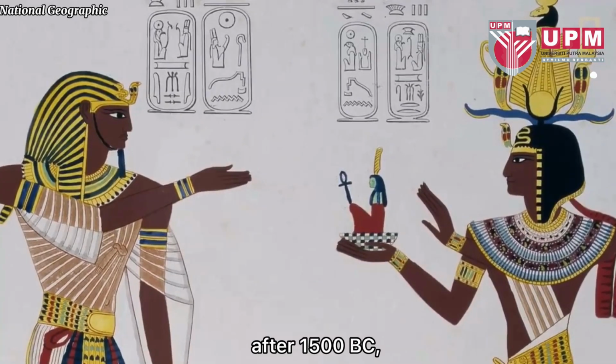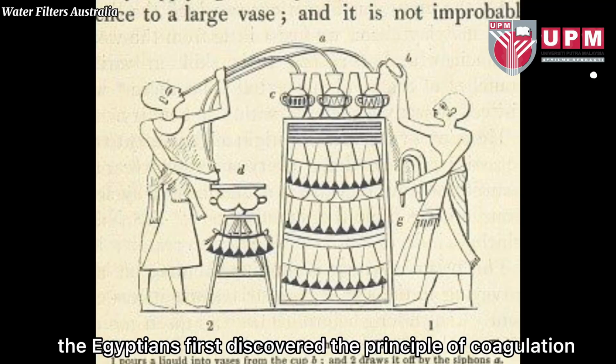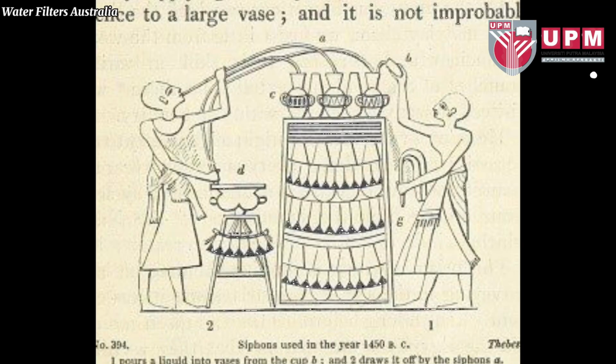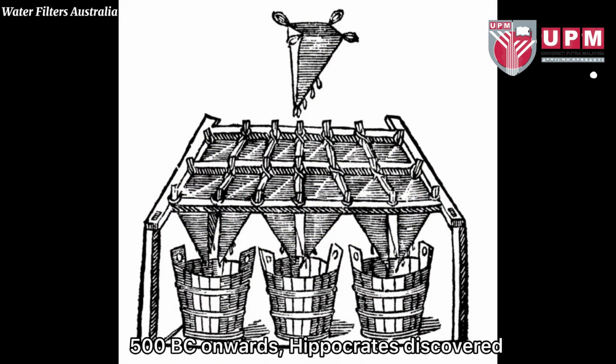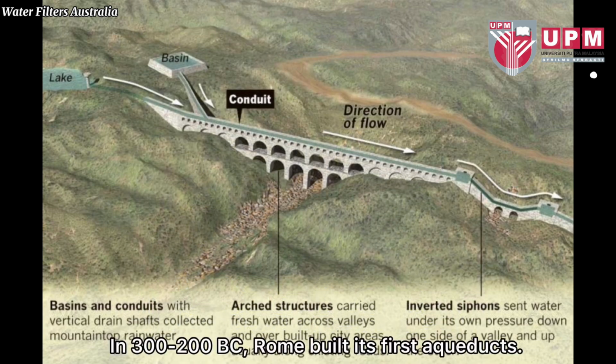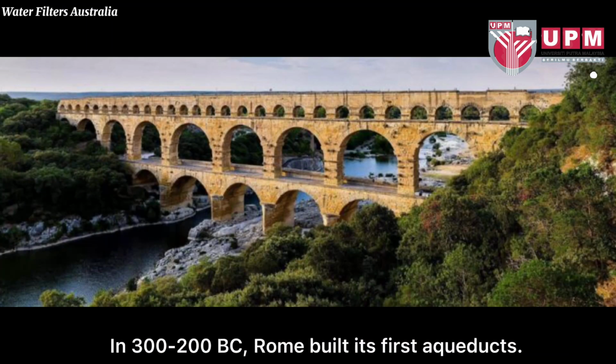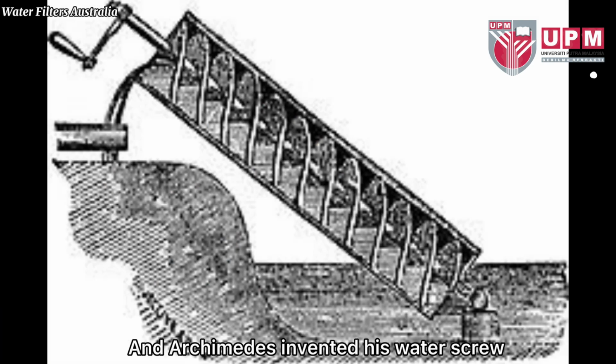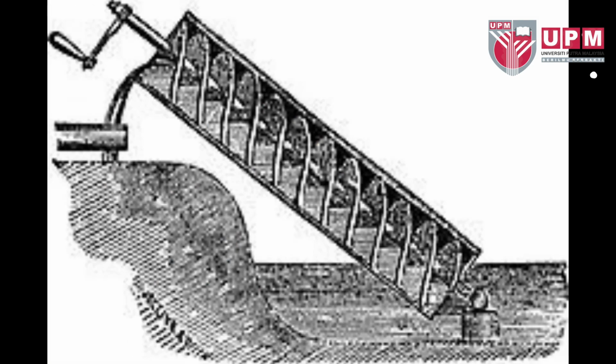After 1500 BC, the Egyptians first discovered the principle of coagulation. From 500 BC onwards, Hippocrates discovered the healing powers of water. In 300 to 200 BC, Rome built its first aqueducts, and Archimedes invented his water screw.